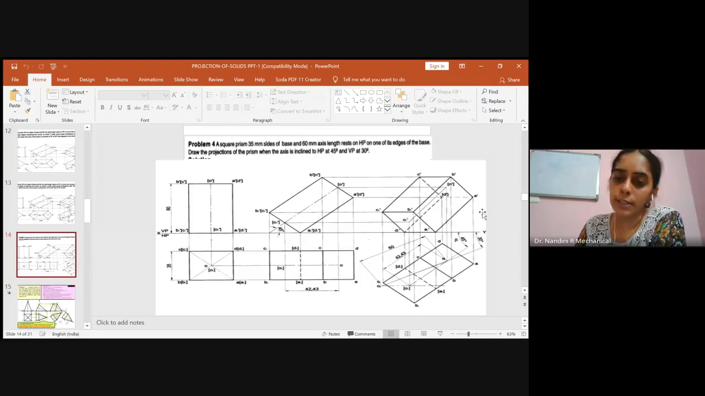Start reading the locus. So locus of C is meeting C1 dash at this point. So this is our C1 dash. Locus of B1 is meeting B1 dash at this point. So this is our B1 dash. So locus of A is meeting A1 dash at this point. So this is our A dash. Locus of D1 is meeting D1 dash at this point, so this is our D dash.